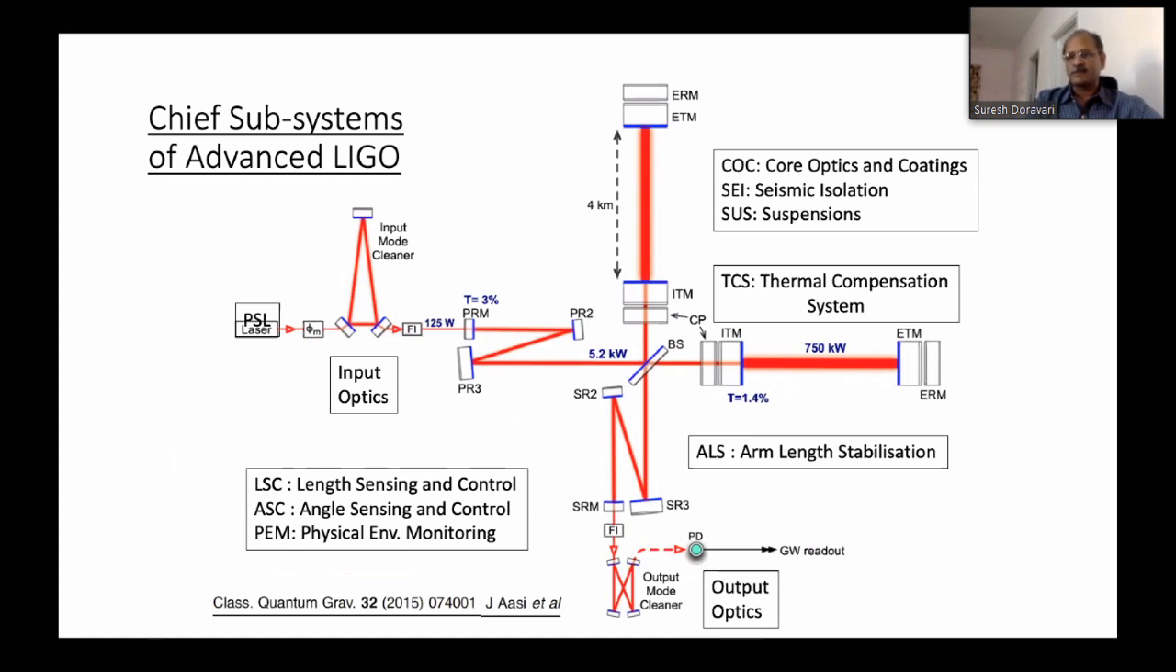Ground shakes all the time because of seismic activity, or vehicular activity, people activity, factories and trains and everything shakes the ground. And if we want the mirrors to not shake, you have to protect the mirrors from the ground motion. So that's called seismic isolation and suspension design. The people who work in these two subdivisions of the LIGO worry about how to reduce the mirror motion.